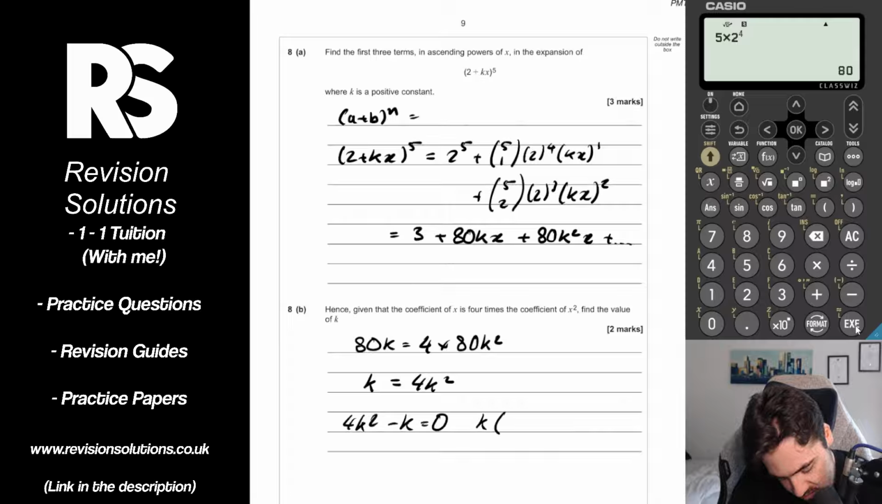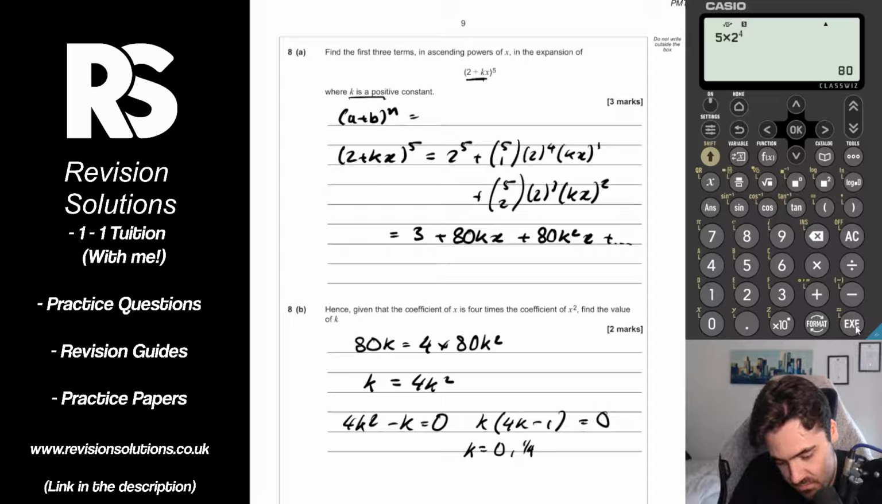Factorizing out the k, we'd have k times 4k minus 1, which would mean k could equal 0 or a quarter. But it says k is a positive constant, because this would be really boring if k was 0. It would just be 2 to the power of 5. So the actual answer is going to be k is a quarter.